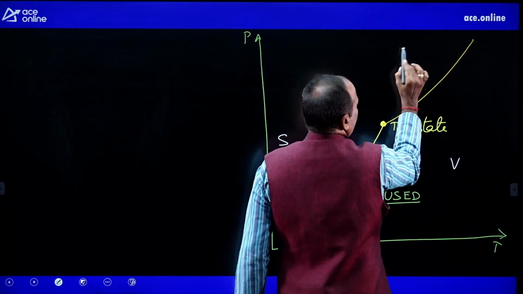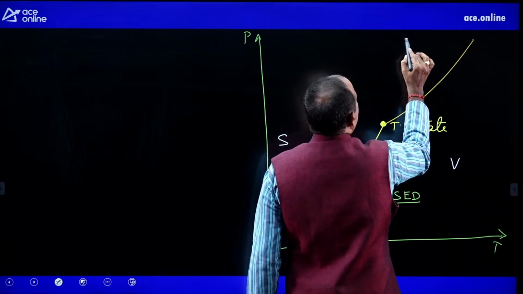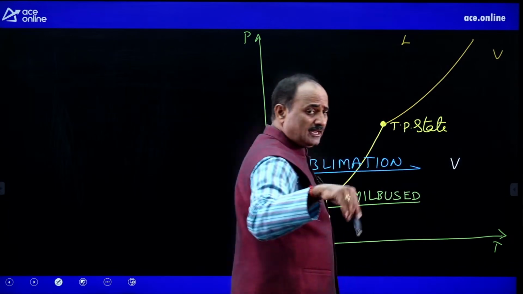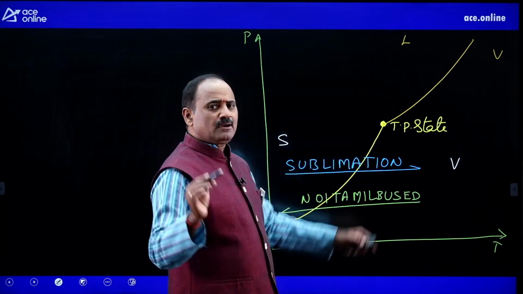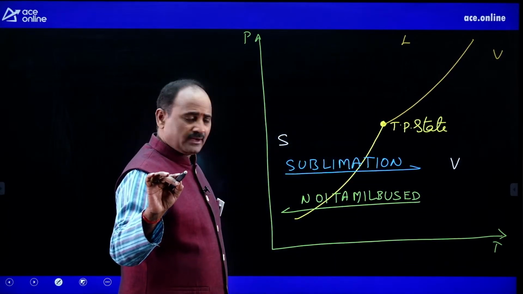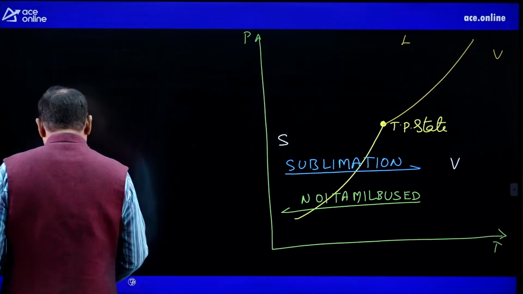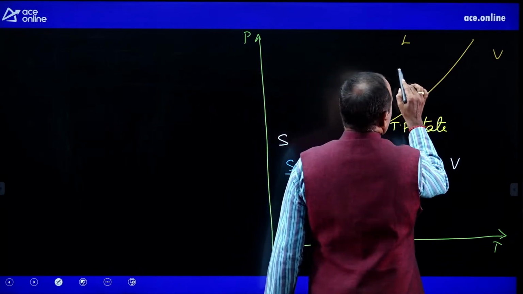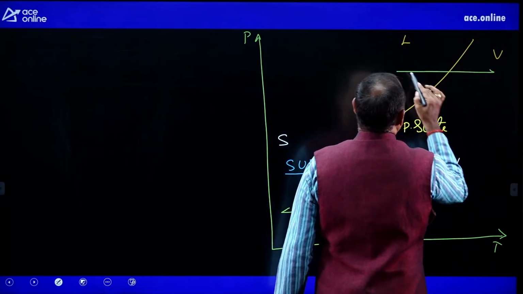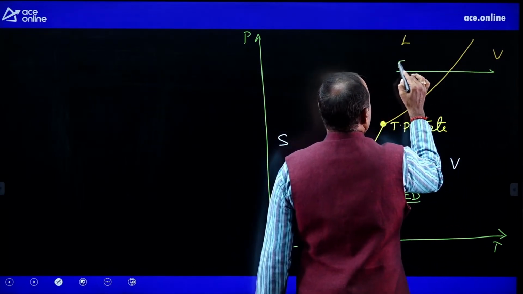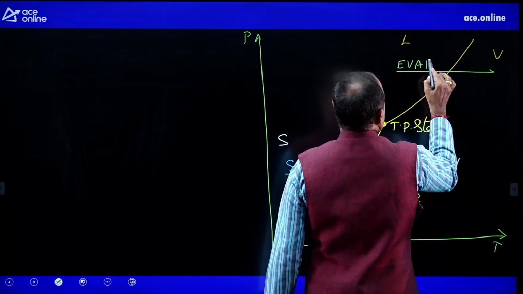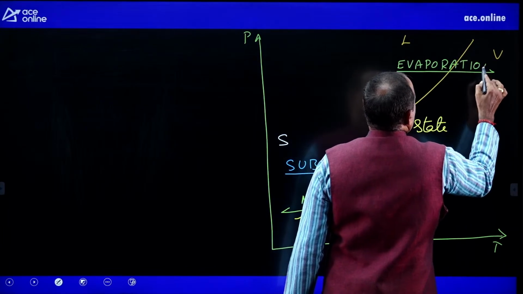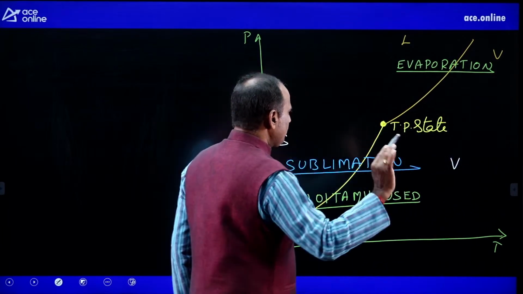This is how the evaporation curve is looking. The region left of the evaporation curve is liquid and right of the evaporation curve is vapor. That means the phase change from liquid to vapor is called vaporization. Okay? The phase change from liquid to vapor is called vaporization or evaporation. Generally it is called vaporization, evaporation.